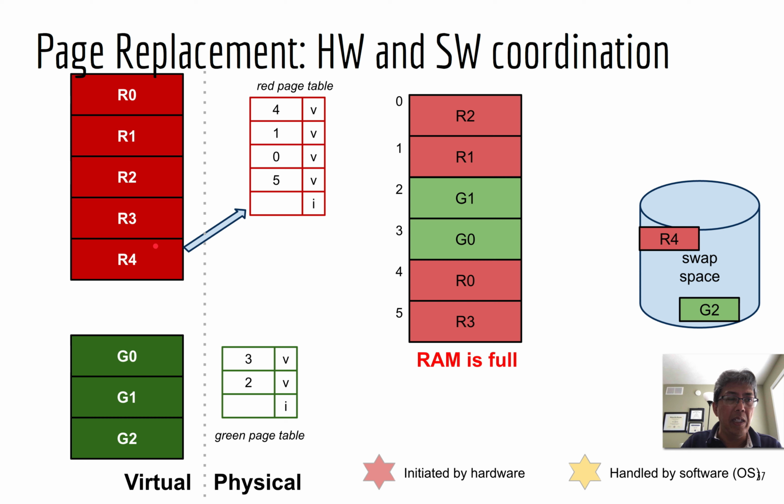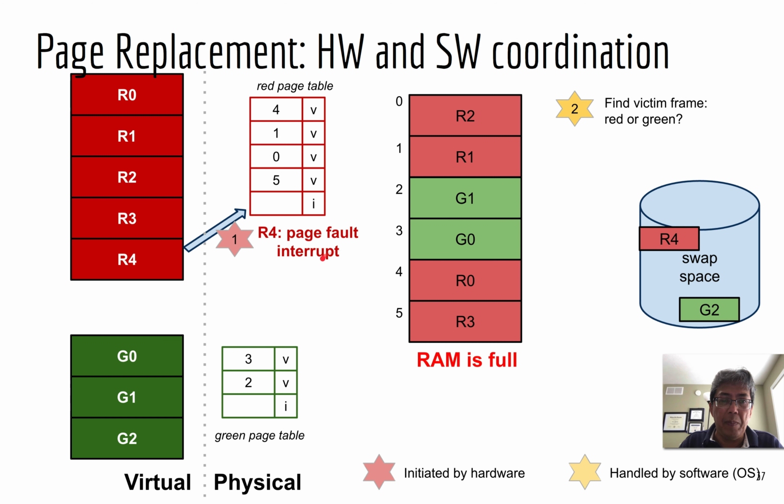At this point, the red process attempts to fetch an instruction or data from R4, but we can see from the page table that R4 is not currently resident in RAM. So what do we got? Of course, we got a page fault. The page fault interrupt will trigger the operating system to run its page fault handler. But you can see that the RAM is full.